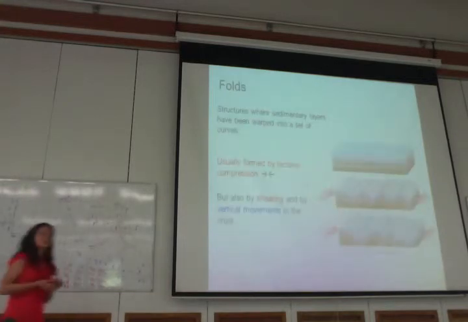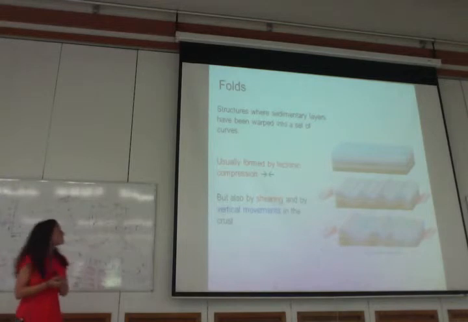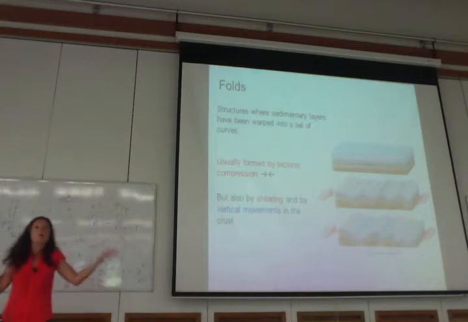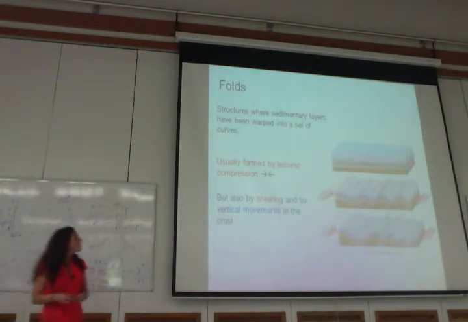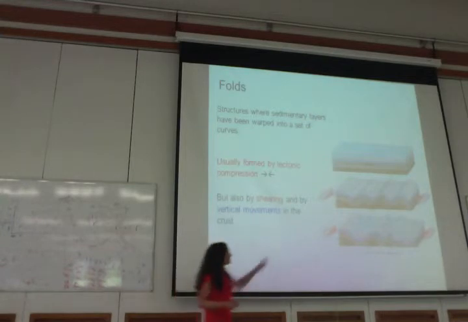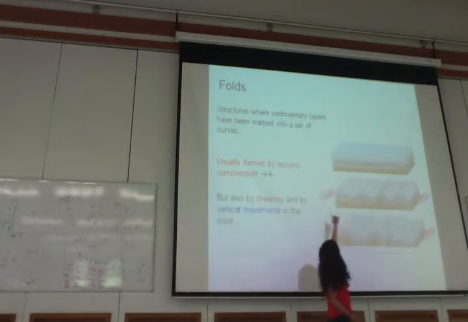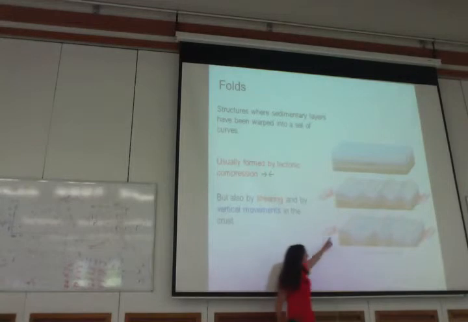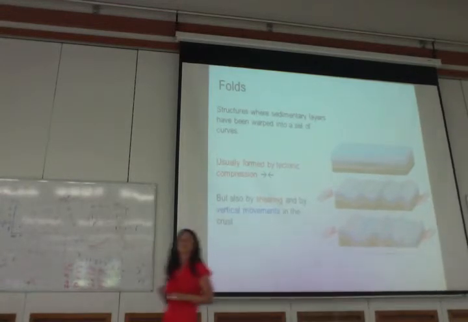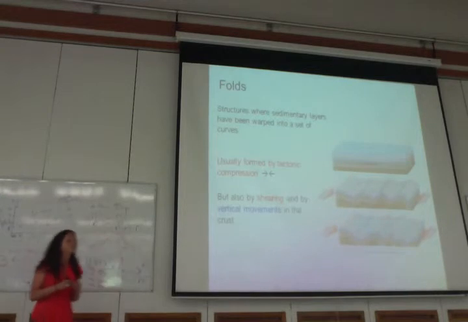So first of all, I'm going to talk about folds. So this is where sedimentary layers have been bent and buckled to form wavy features, literally folded features. They usually form under compression. So this is where we have some nice horizontal layers, which then experience compression, and they then get folded into these nice wavy structures. But they can also form in a few other ways.